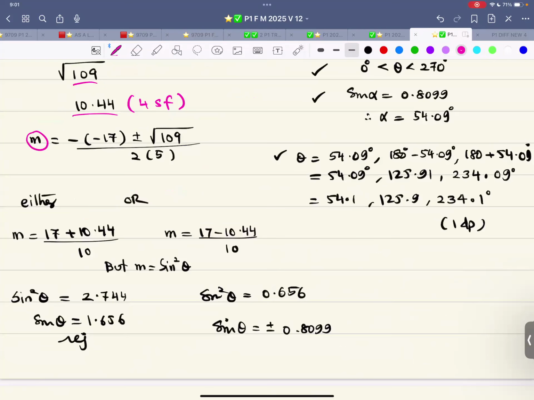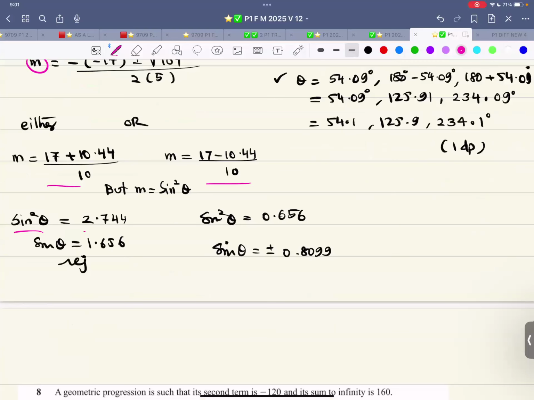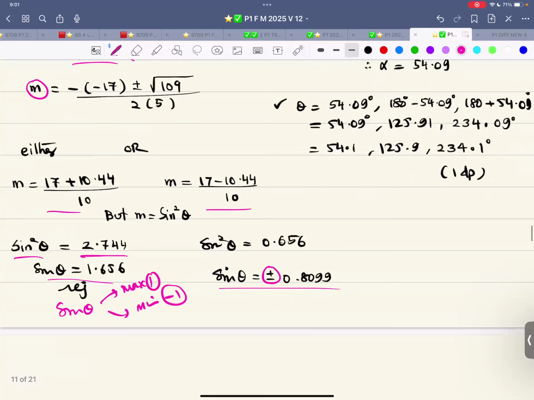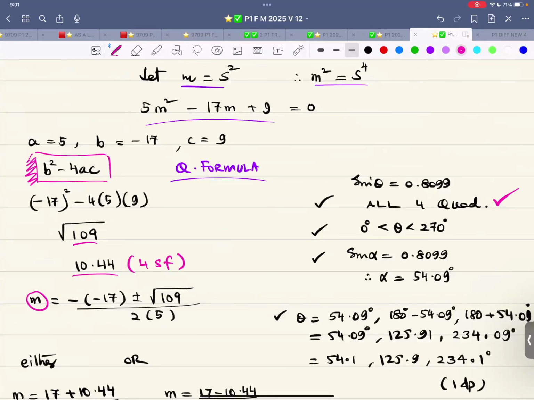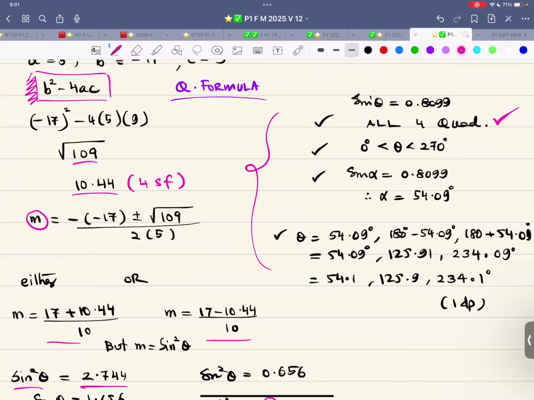Then I use the quadratic formula. You don't have to show a, b, c. You can just plug it in right over there. I show all the steps. Yes, this is very necessary. Sine squared theta is this much. Sine theta is this thing. Sine, the maximum value is 1. Minimum value is -1. So therefore, this is rejected, discarded. Sine squared theta is this thing. Sine theta is plus minus. Therefore, all 4 quadrants, it's written over here. Show all these 4 steps.